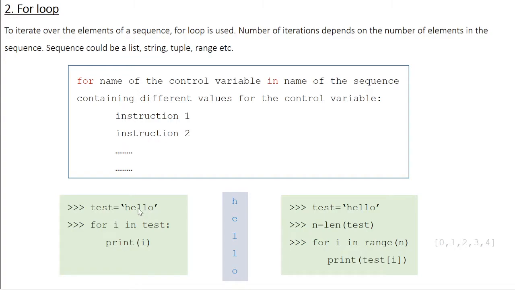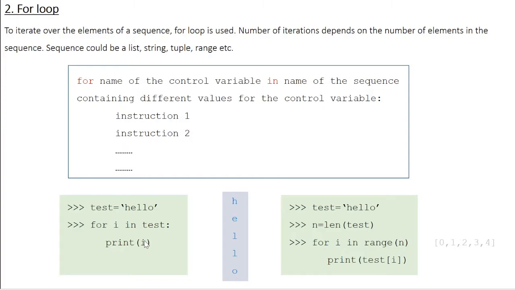So you know that in the case of a string, the first element is the zeroth element, zeroth indexed element. So this is the zeroth element, first element, second element, third element, and fourth element. Now I need a control variable. I am going to call it i. So my loop definition is going to be for, that is a keyword, name of the control variable, that is i, for i, then in, this is the second keyword, in, name of the sequence. Name of the sequence is test. For i in test, and colon, print i.